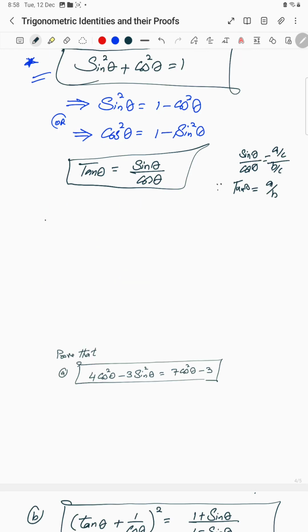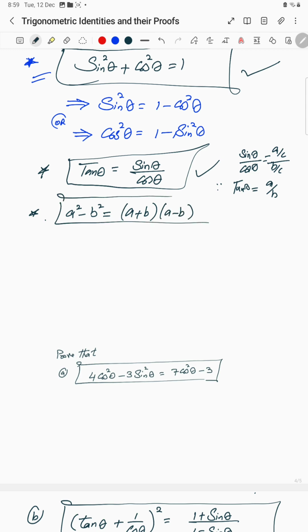Okay guys, along with these two identities that we have proved so far, one is sine square theta plus cos square theta is equal to 1, and the other one, tan theta is equal to sine theta over cos theta. We need to know about three more algebraic identities that are very important while proving trigonometric identities. I'm going to write here: a square minus b square can be written as a plus b times a minus b.